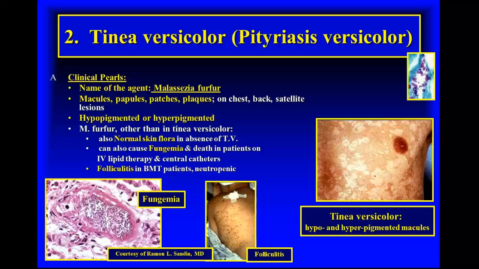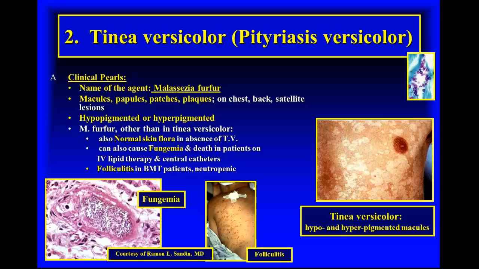It can be just normal skin flora, not producing Tinea versicolor or any pathology. But when it wants to do damage under very strict scenarios, it can. It can produce fungemia and death in a patient, particularly those who are on IV intralipid therapy through a central catheter. And rarely it can produce folliculitis in BMT patients during the neutropenia, which doesn't happen pretty much at all at Moffitt because these patients are all prophylaxed.